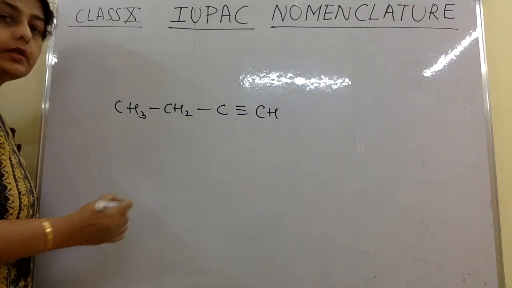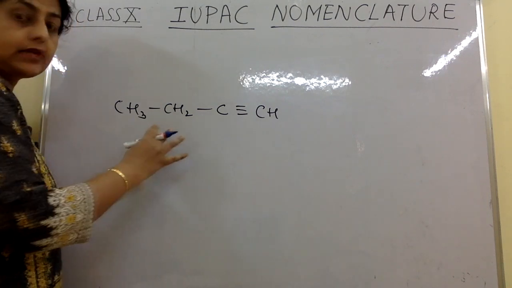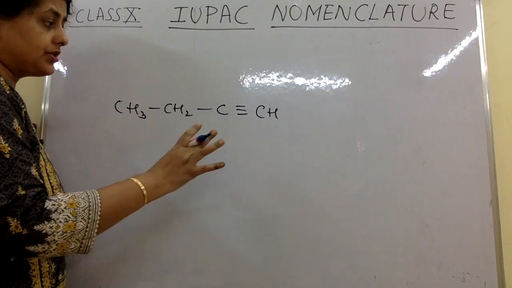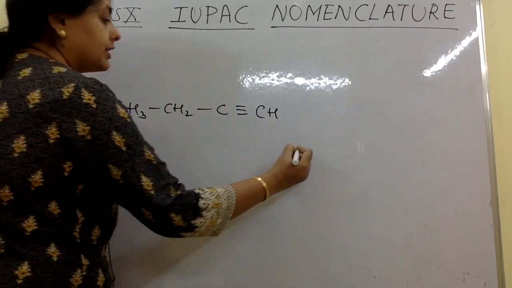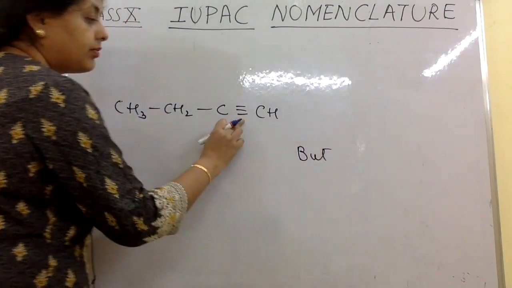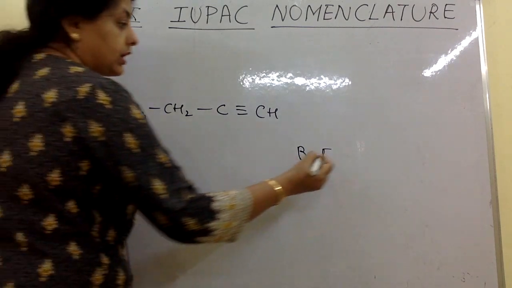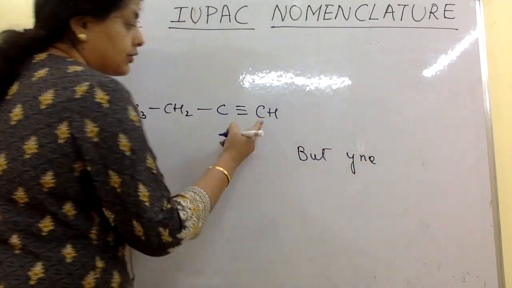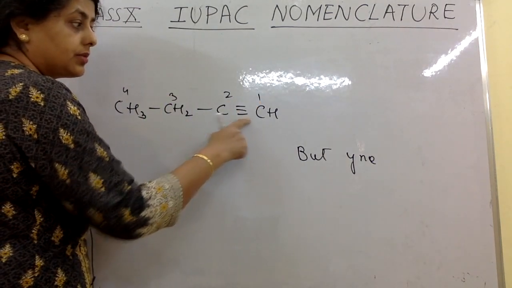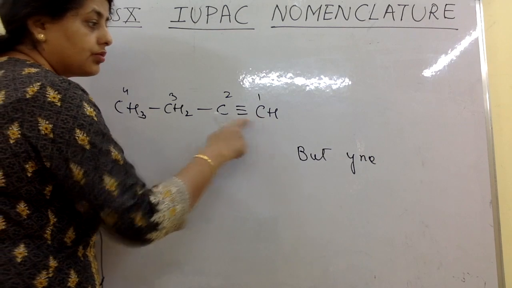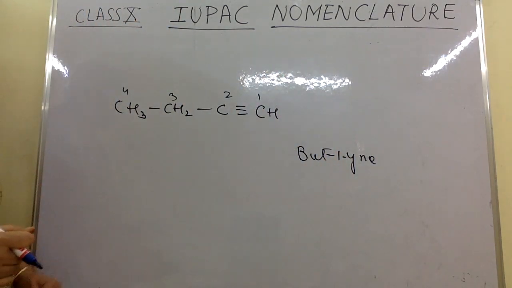Okay, so now here I have no branches. 1, 2, 3, 4, 4 of them, that makes it a but. Triple bond, that makes it an yne. But then I will start numbering from this side because the triple bond is this side, and so to the first, but-1-yne. That was our first yne question.